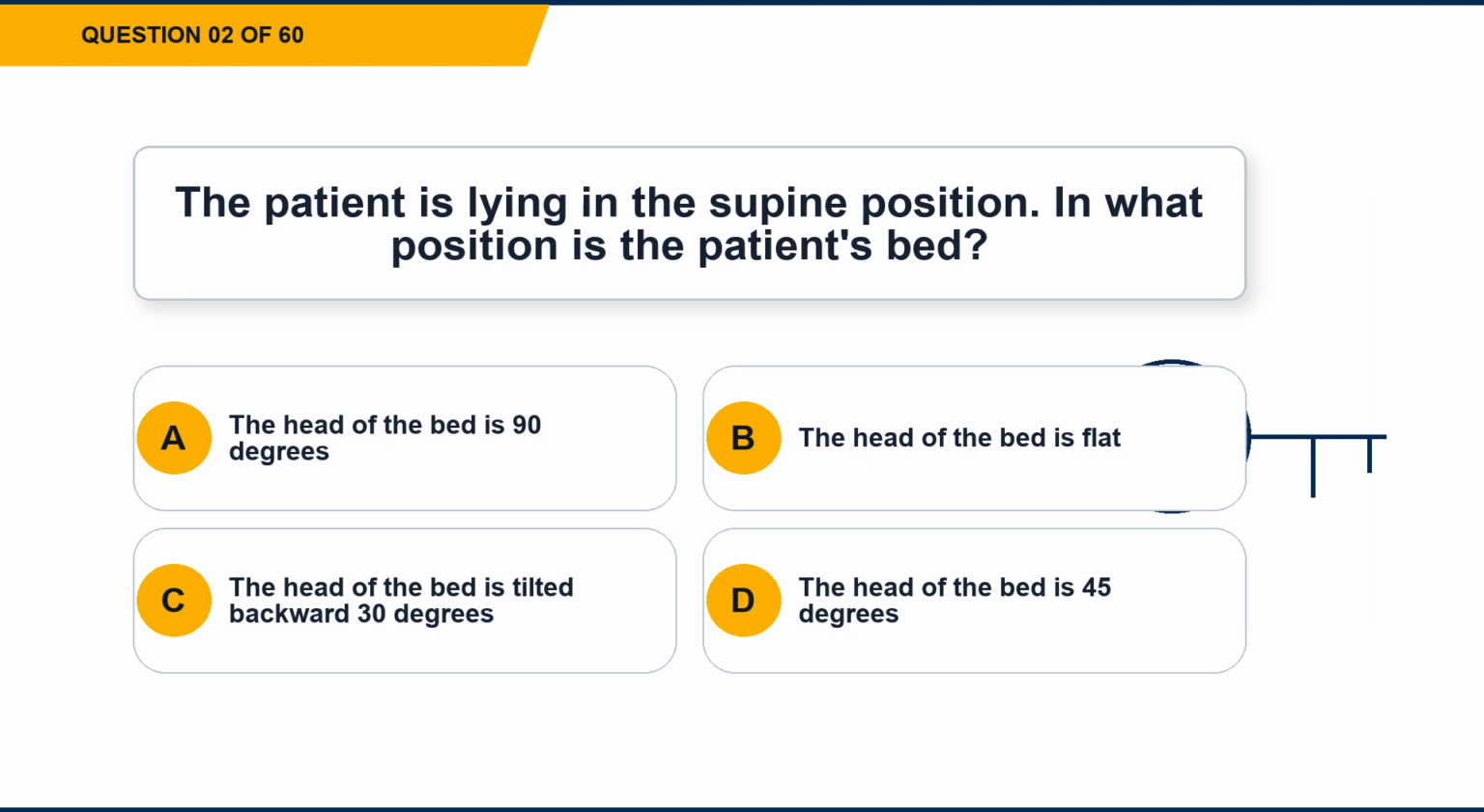Question 2. The patient is lying in the supine position. In what position is the patient's bed? Option A. The head of the bed is 90 degrees. Option B. The head of the bed is flat. Option C. The head of the bed is tilted backward 30 degrees. Option D. The head of the bed is 45 degrees.